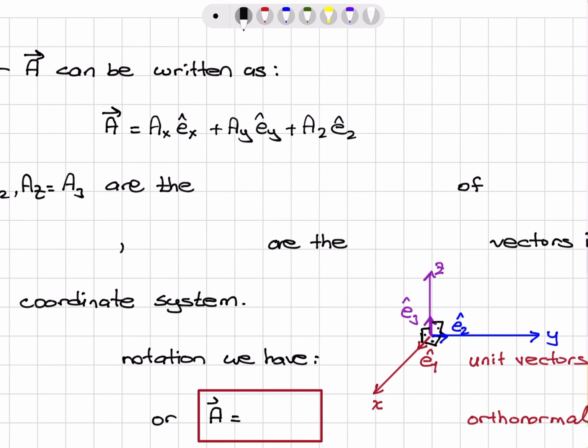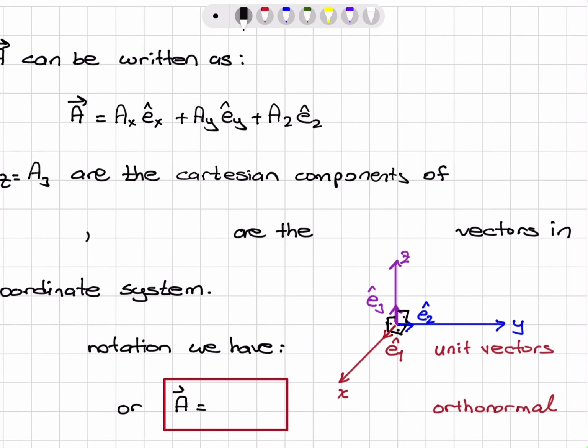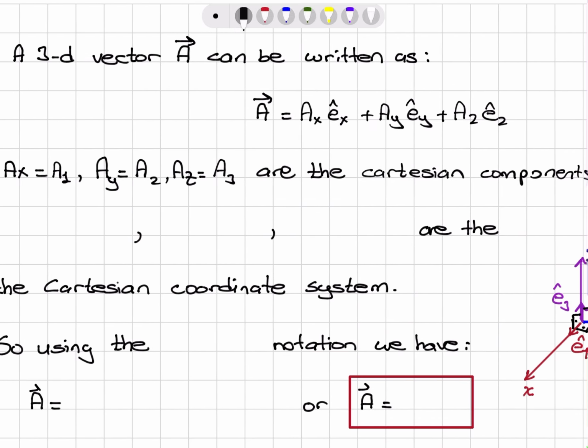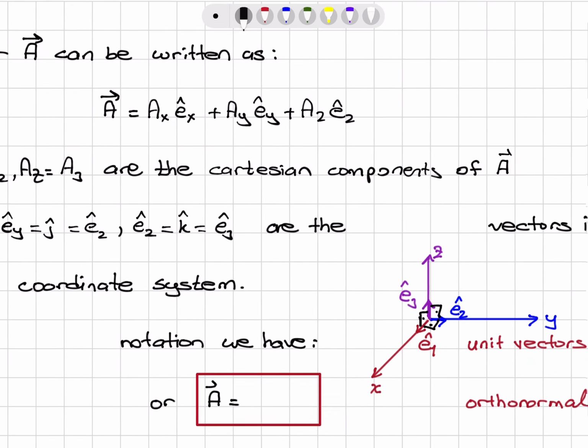Because I'm using Cartesian coordinates here, these are the Cartesian components of our vector A. And now these unit vectors, e sub x hat, the basis vectors, are basically i hat, which is the first basis vector in the Cartesian coordinate system. e sub y hat is what we call j hat, which is the second unit vector, basis vector, and e sub z hat is k hat, which is the third basis vector for our three-dimensional space using the Cartesian coordinates.